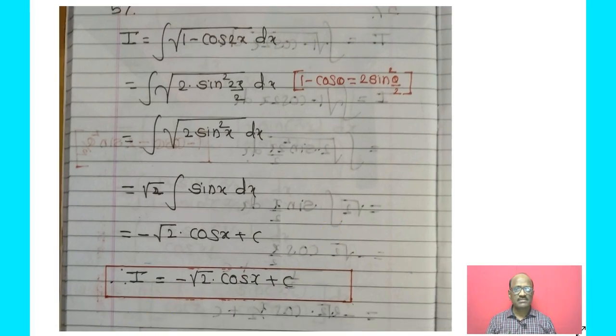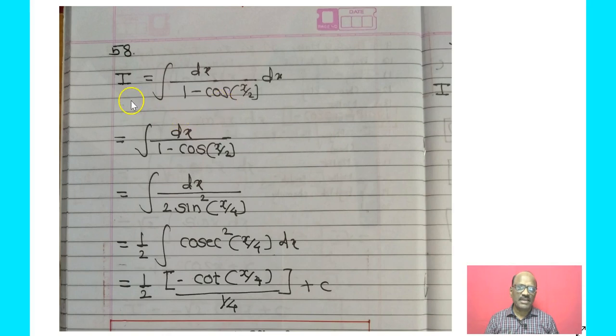Now next, problem number 58. I is equal to the integral of dx upon 1 minus cos of x by 2 dx.